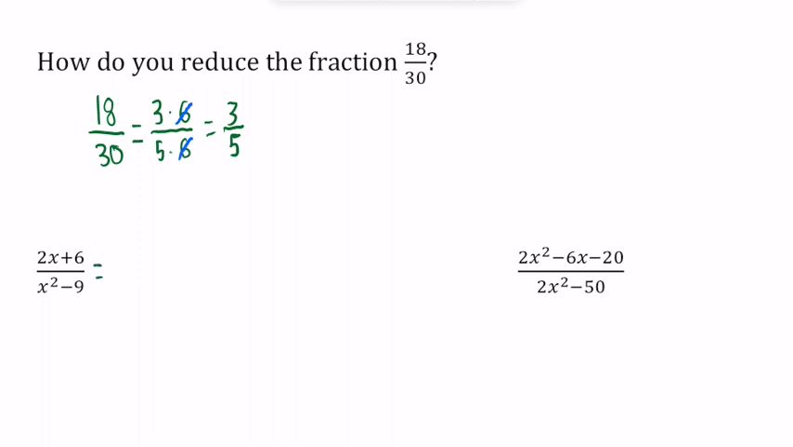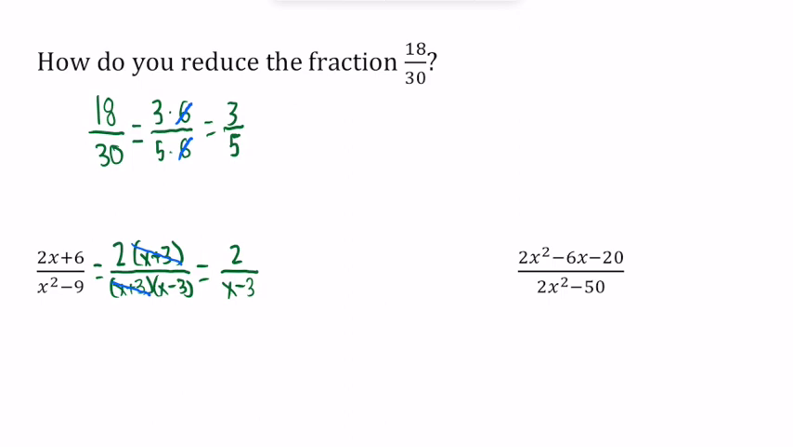When we factor the numerator of this problem, we can factor out a greatest common factor of 2, and we have 2 times x plus 3. Factoring the denominator, that's a difference of squares. We would have x plus 3 times x minus 3. Notice now we have a common factor in the numerator and denominator of x plus 3. We can cancel those out. And this leaves us with 2 over x minus 3 for our simplified expression.